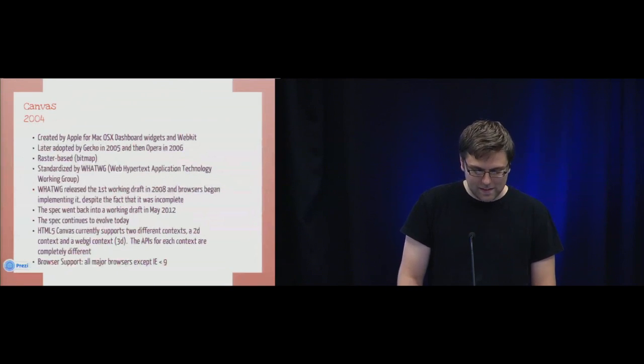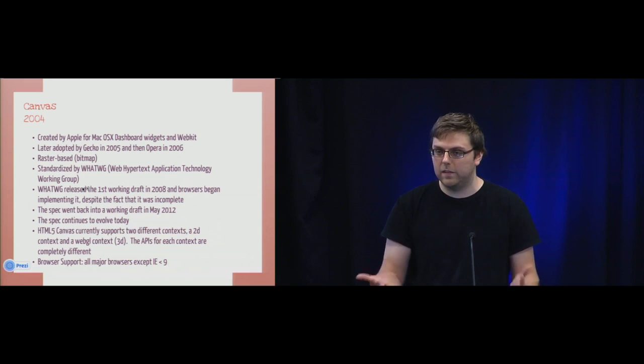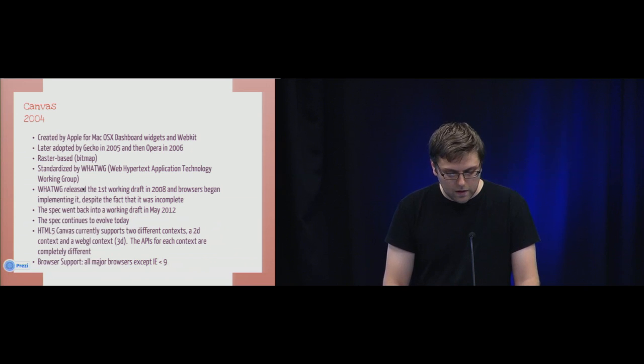Almost finished. So Canvas, 2004. It was created by Apple for Mac OS X dashboard widgets and WebKit. It was later adopted by Gecko in 2005, Opera in 2006. It's raster-based, so unlike VML and SVG, it's a bitmap. It was standardized by WhatWG, and they eventually released the first working draft in 2008 as HTML5 Canvas. And browsers began implementing it despite the fact that it was incomplete.